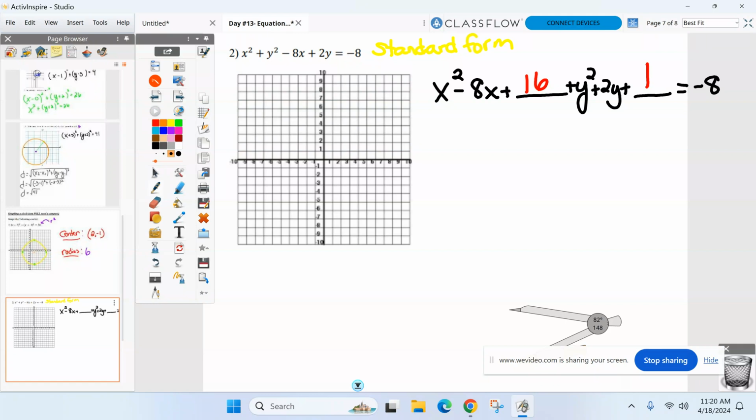We need to add the same thing. What happened? What am I right now? Unbalanced, right? Everyone see that? Whatever you do to one side, you got to do to the other. So we added 16 and 1 to the left, so we have to add 16 and 1 to the right.